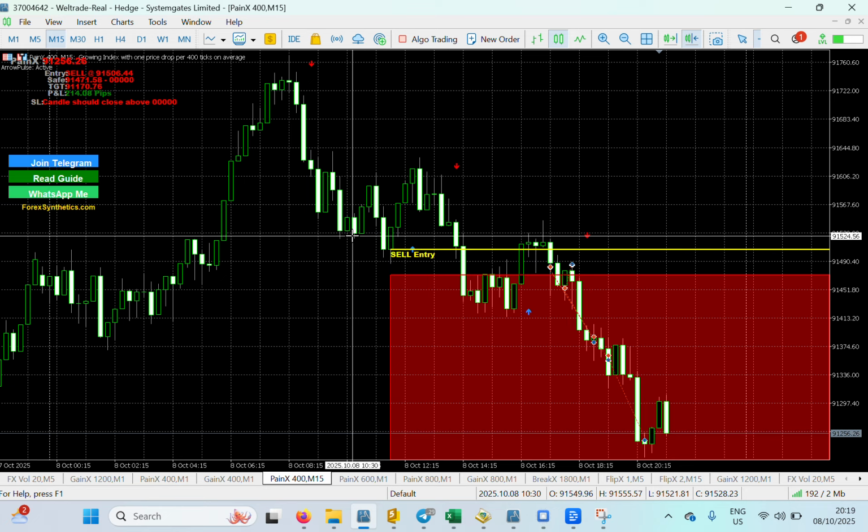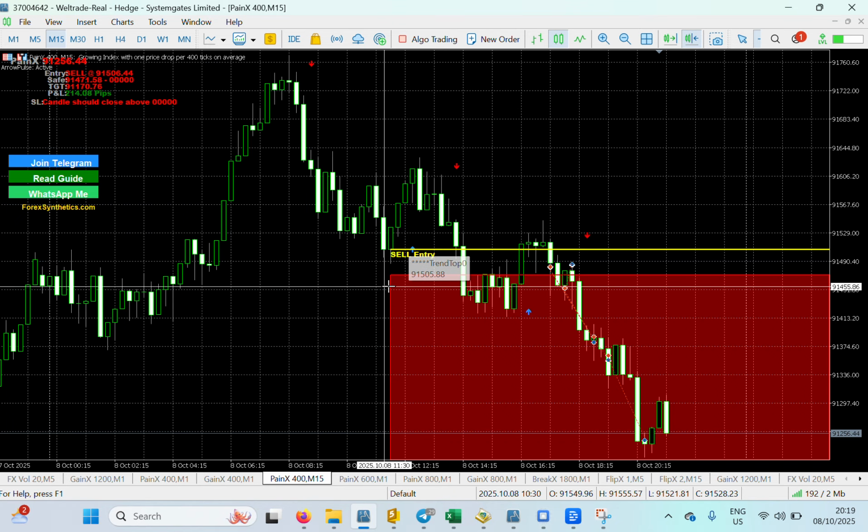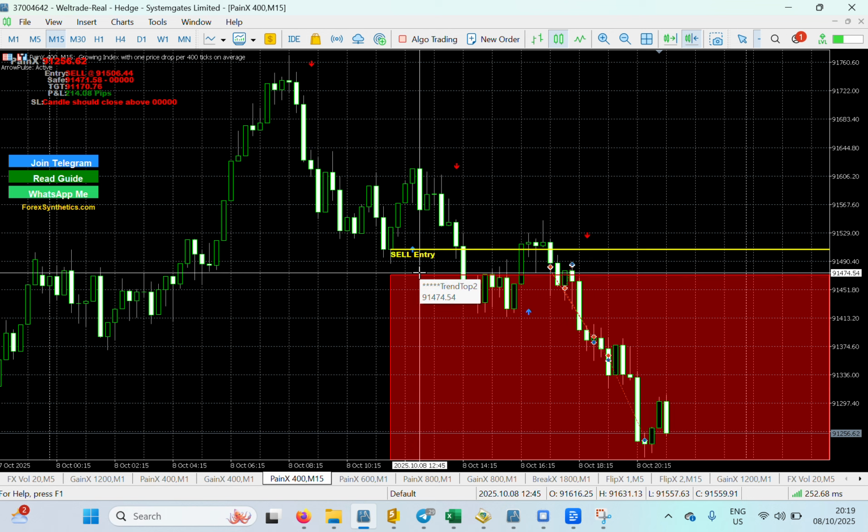Then secondly, if there is a sell entry, don't enter when you're seeing that the market, number one, is on a huge support level. It means that the market can go up. Just wait for the market to break that level before you enter a sell trade.